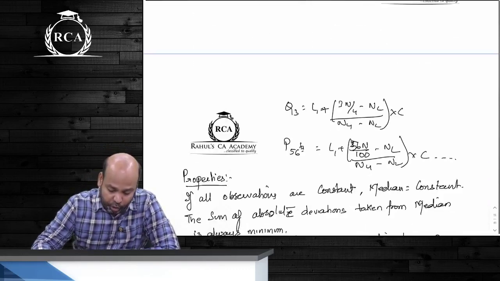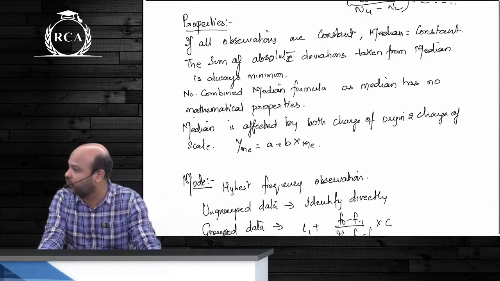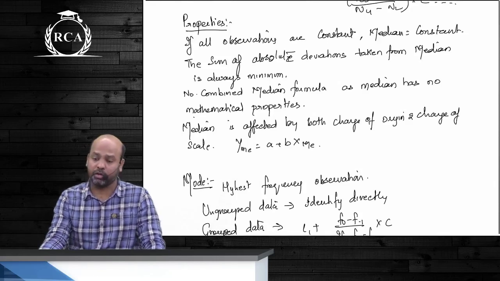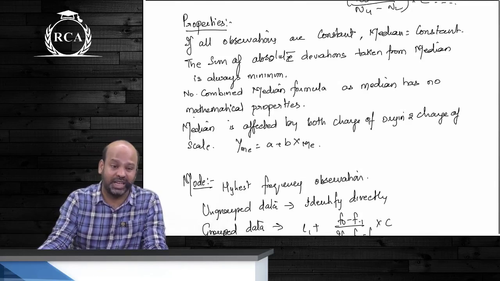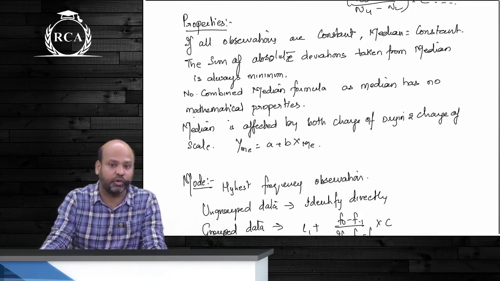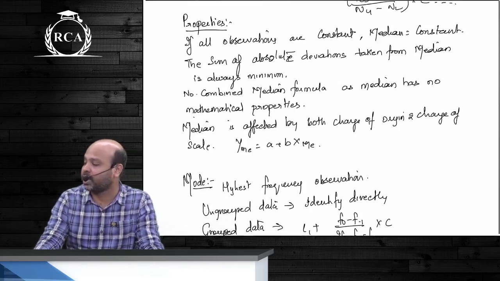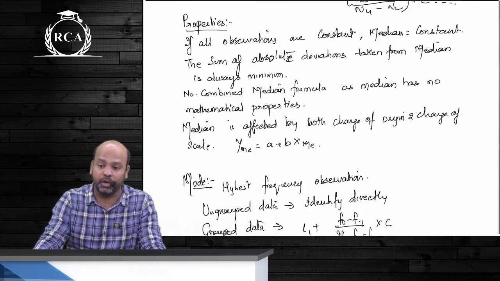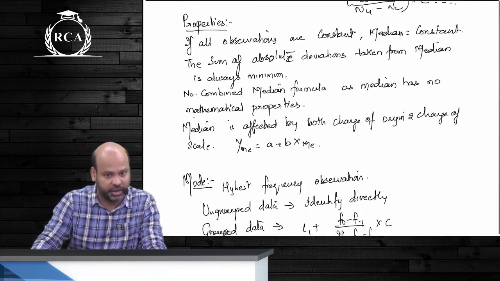Now, as far as the properties are concerned regarding median, the first 2 properties will hold good. If all the observations are equal to a constant k, then median also will be equal to a constant k. Median is also affected by change of origin and change of scale. Therefore, if y is equal to a plus bx, median of y will be equal to a plus b times median of x. Here, there is no such property called sum of deviations will be equal to 0. Instead, we have sum of absolute deviations.